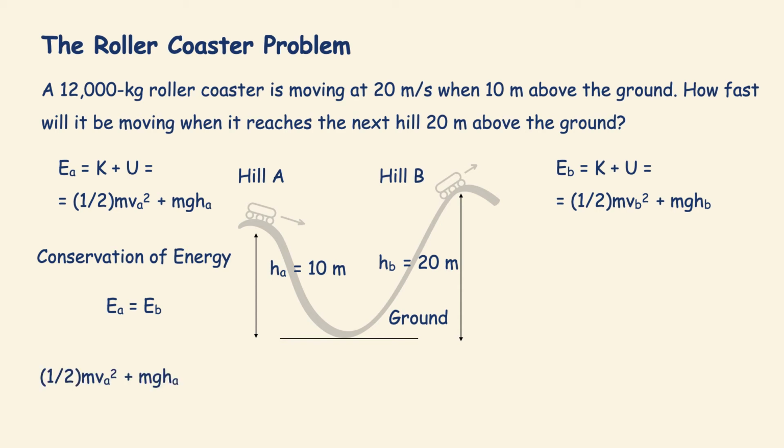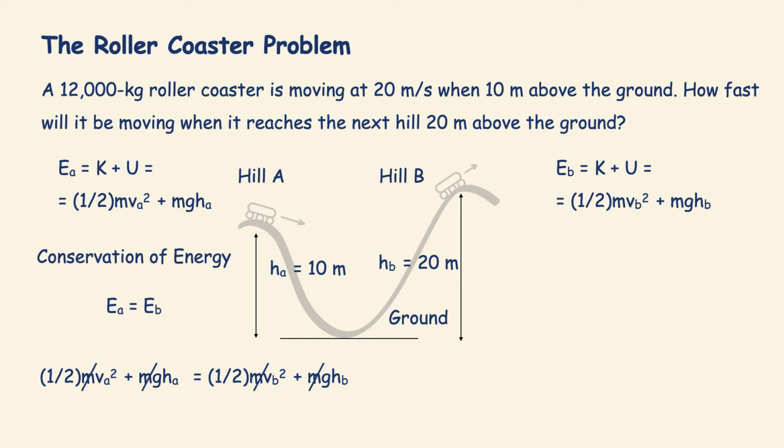In other words, we're going to have 1/2 m va squared plus m g ha, that was the mechanical energy of the roller coaster while it's at the hill A, has to be equal to 1/2 m vb squared plus m g hb. Something fun happens here.